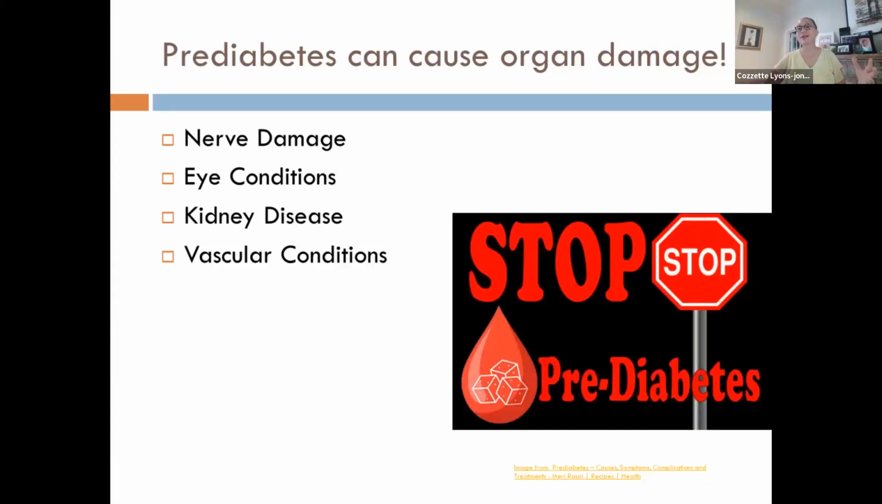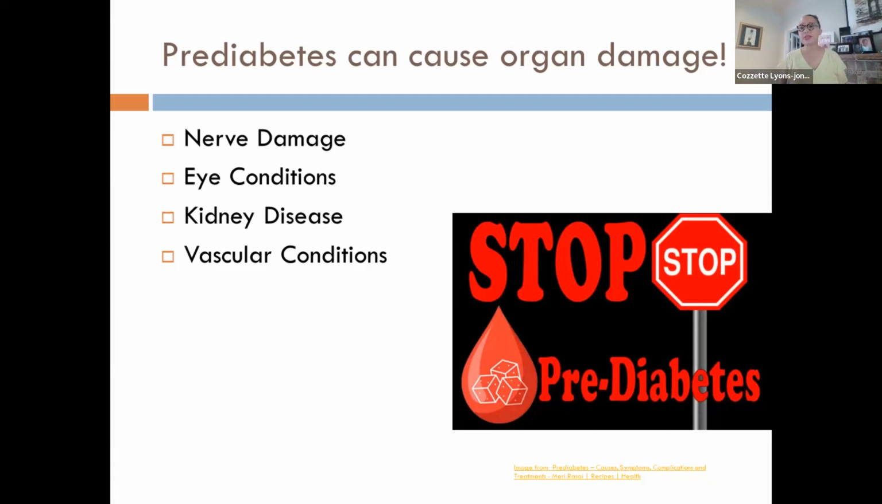Excess sugar is a toxin. And so it's beating on your nerve endings. It's hitting the eyes, it's hitting the kidneys, it's hitting the vasculature around the heart, it's hitting the vessels around the brain. And so you can have end organ damage initiated even in the pre-diabetic state. So we want to take it more seriously.